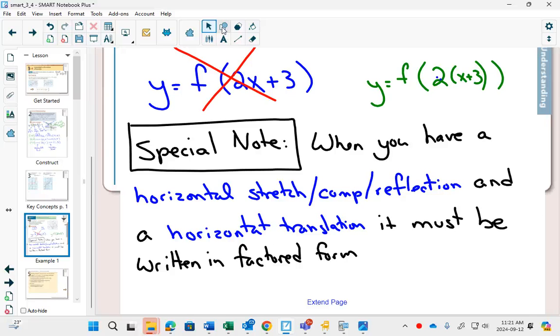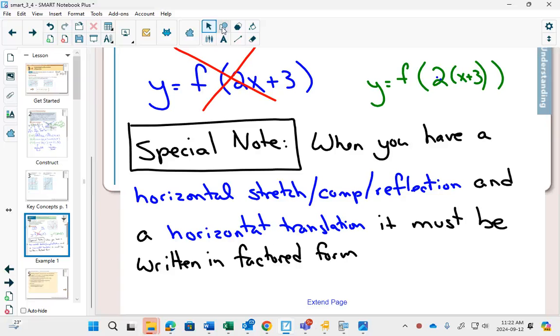Technically, the blue one is only a horizontal translation 1.5 units to the left. When I factor that 2 out, it would change the 3 to 1.5. So unless it's written in its factored form, we won't be able to tell how much it's translated left and right. And it's a very typical thing the exam likes to do. If they have a choice, they don't write it in factored form to try to see if you catch that, right? When you're writing it out, it's so easy just to write 2x plus 3 because it's like everything you wanted to see, but you forgot the brackets.